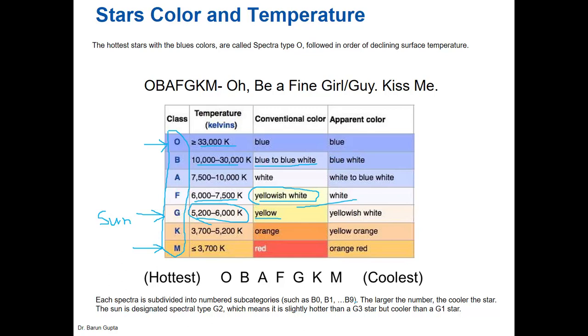For example, the sun is designated as a spectral type G2. That means in the spectral type G, the sun is hotter than a G3 star, but it is cooler than a G1 star. So the larger the number is, the cooler the star is in that class. The sun is hotter than a G3 star and cooler than a G1 star.